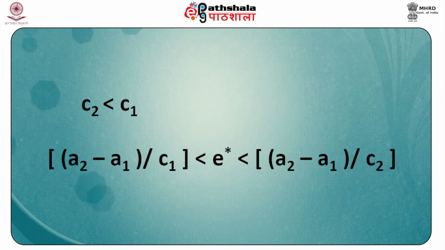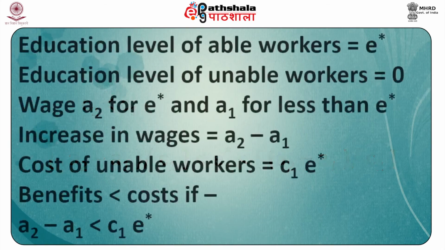Let E star be an education level that satisfies the following inequalities, that is, (A2 minus A1) by C1 is less than E star, which is less than (A2 minus A1) by C2. Given the assumption that A2 is greater than A1 and C2 is less than C1, there must be such an E star. Now consider the following set of choices.